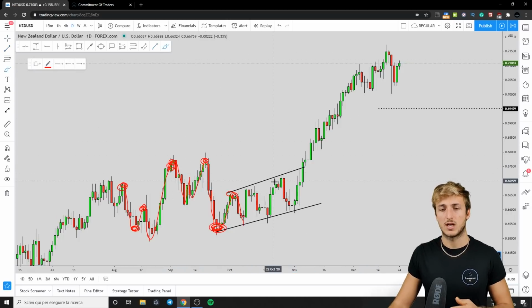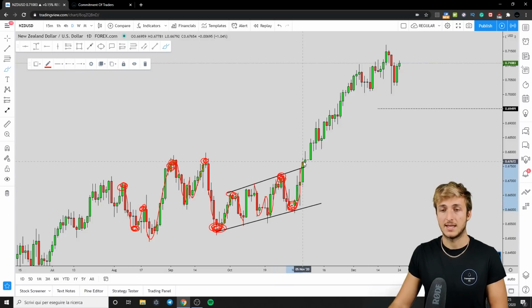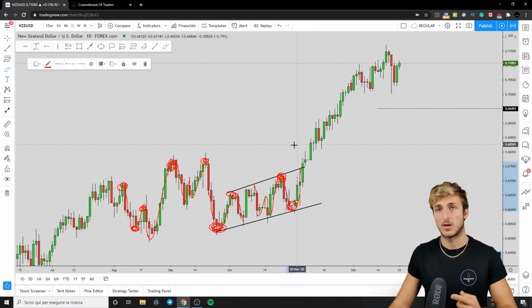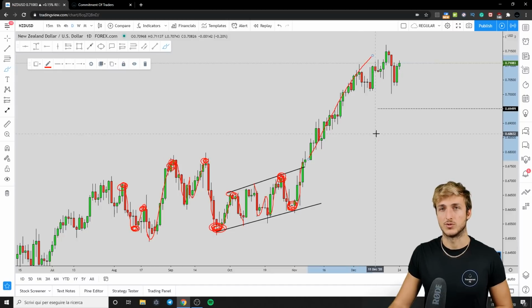And I spoke about it a few times also in the channel. I spoke about it after this W formation. I explained all the reasons for which from here first, we wanted to see this move to the downside, and then the continuation to the upside. Then we broke above this channel, which is very important and strong for our structure, and we created this massive impulse to the upside.